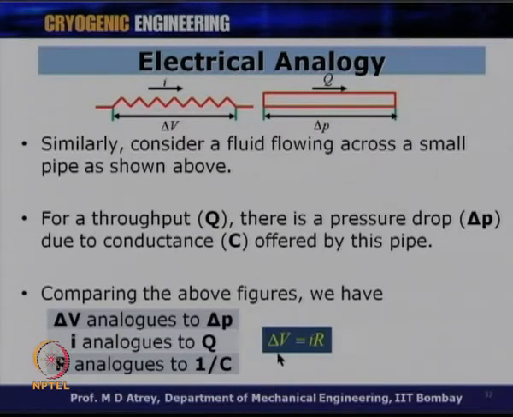Now, we can write delta V is equal to I into R, and therefore I can write delta P is equal to Q into 1 by C. Q is similar to I, and 1 by C is similar to R, and therefore I get delta P is equal to Q by C in our equation for fluid flow in a small pipe. This is basically a comparison of fluid mechanics, or the flow regimes in vacuum, with the electrical energy when current flows through a conductor.